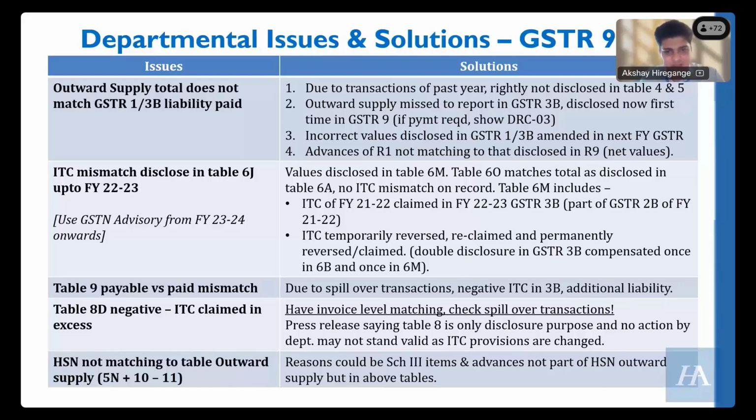I just discussed many spillover transactions. For 8A negative, have the invoice level matching. Ideally, having 8A negative is a cause of concern. It indicates that you have claimed more credit than what is available in GSTR 2B.